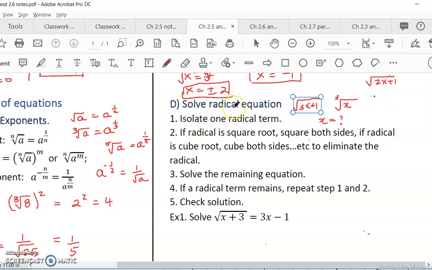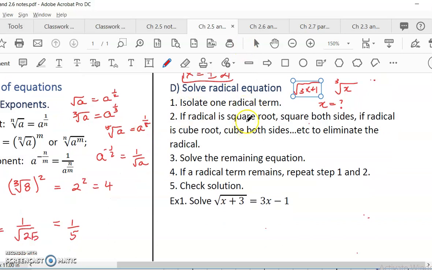So the steps that you will be doing are: you isolate a radical term. Sometimes if you have two, you isolate one only. And if it's a square root, then you square both sides. If it's a cube root, then you cube both sides to eliminate the radical. So your unknown is free. And then you can solve the remaining equation. After it's free, you can combine like terms and everything. If there is another radical remaining, then you isolate it, do it again, and then square it again.